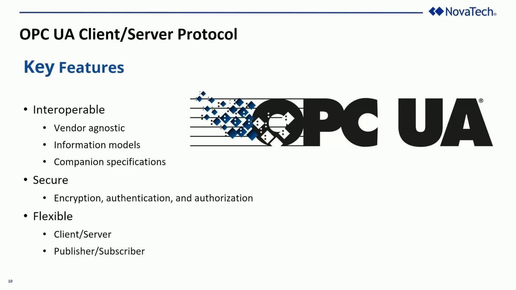Whereas with publisher and subscriber, the server is essentially the publisher, so it's publishing all the data, but then you can have multiple subscribers to it, and the server only has to publish it once. Kind of similar to the MQTT protocol and other protocols like that.